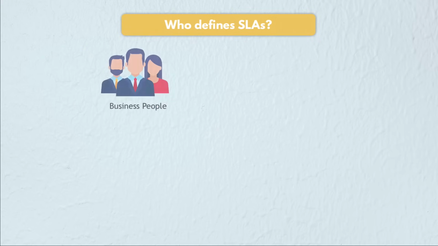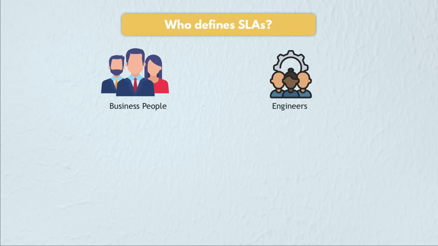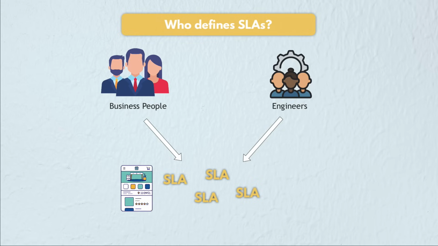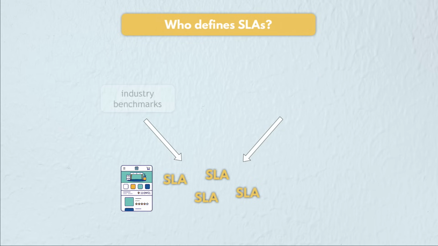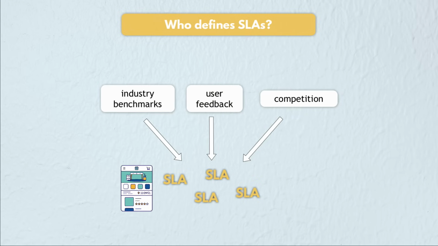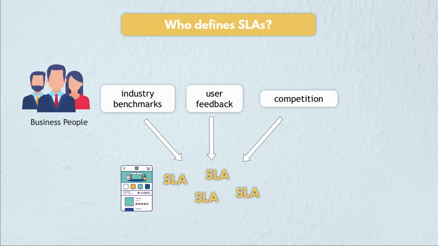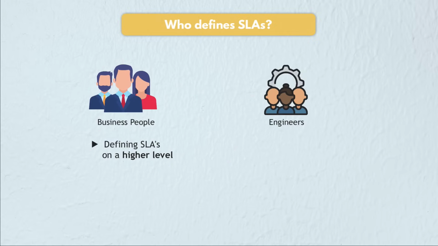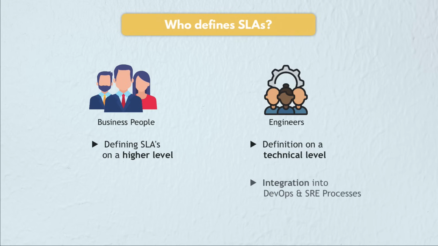So basically, business people together with the engineers, like SRE and DevOps engineers, decide together what service level agreements they want to define for their application. And based on the industry benchmarks, competition, user feedback, and so on, business people will define the desired SLAs on a higher level, and the engineers will then define them on a technical level, and also make sure to integrate them into their DevOps and SRE processes.